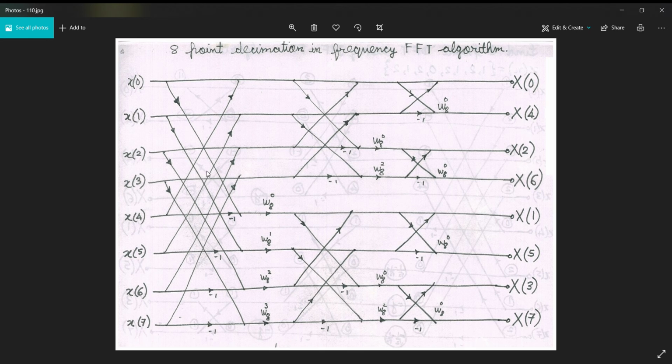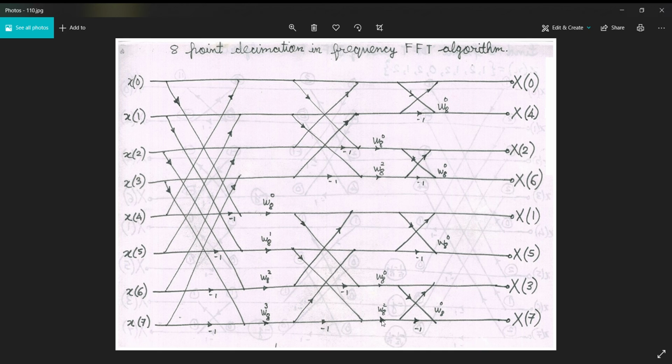Another thing is that after stage 1 was the multiplier, W8 raised to 0, W8 raised to 2, which you are observing, raised to 0, raised to 2, raised to 0, raised to 2. That was in the case of DIT. Whereas now that W8 raised to 0 and W8 raised to 2 has come after stage 2. This is stage 2, and after stage 2 it has come here, W8 raised to 0, W8 raised to 2, W8 raised to 0, W8 raised to 2.